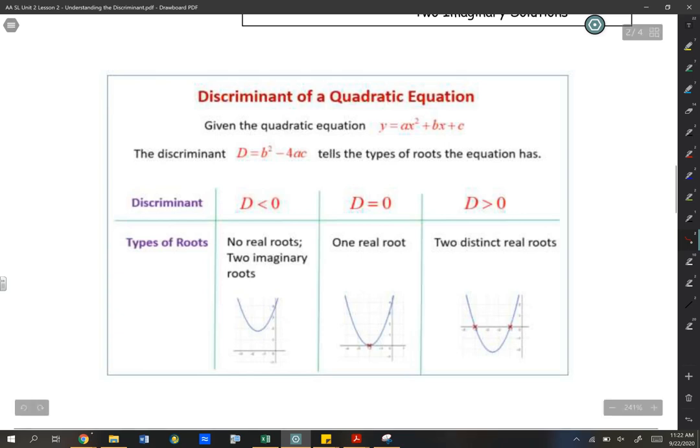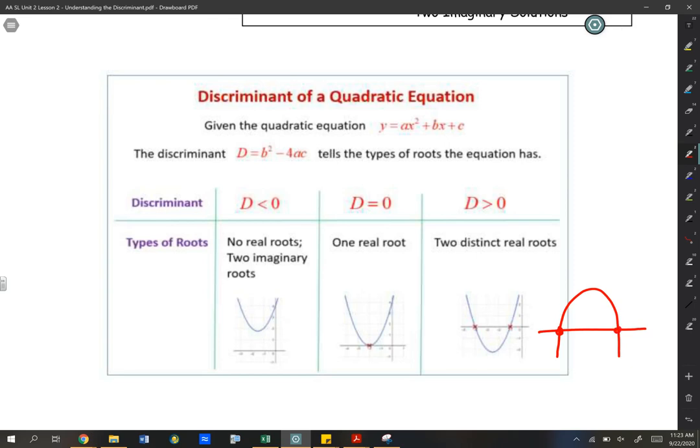And then the last possibility here is where the discriminant is greater than 0. And if it's greater than 0, we're going to have two real roots, which means we're going to cross the x-axis twice. And it doesn't necessarily have to be pointing in a U shape. We could have an upside down U, but we would still be crossing the x-axis in two places.